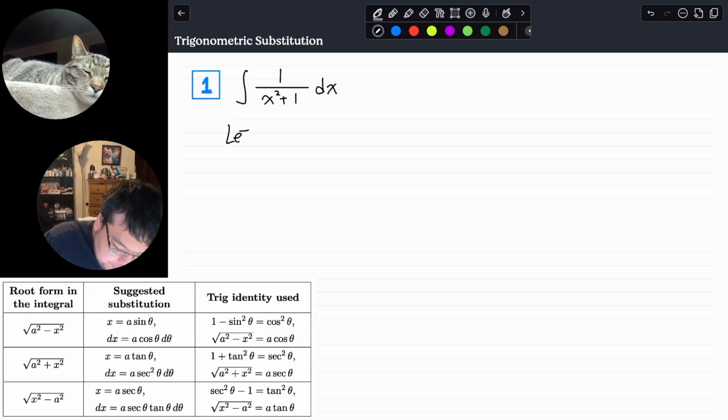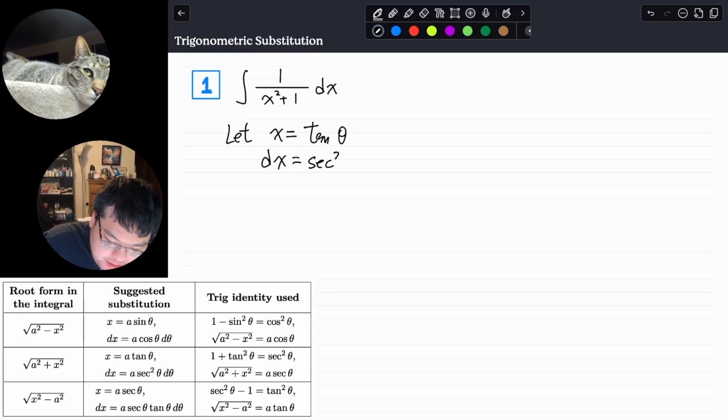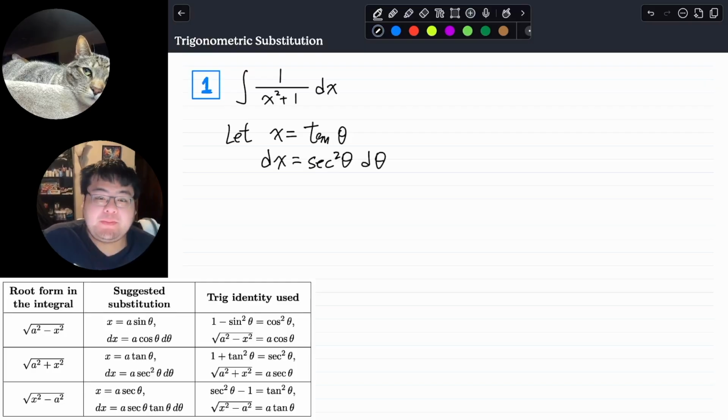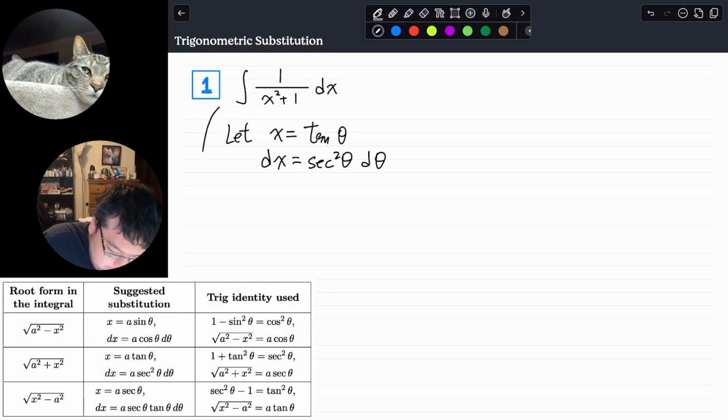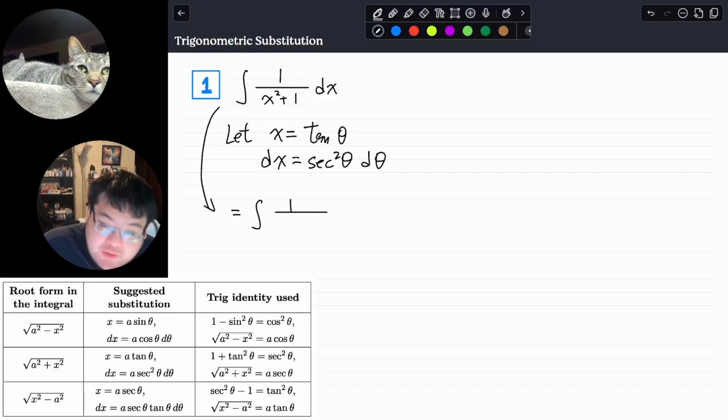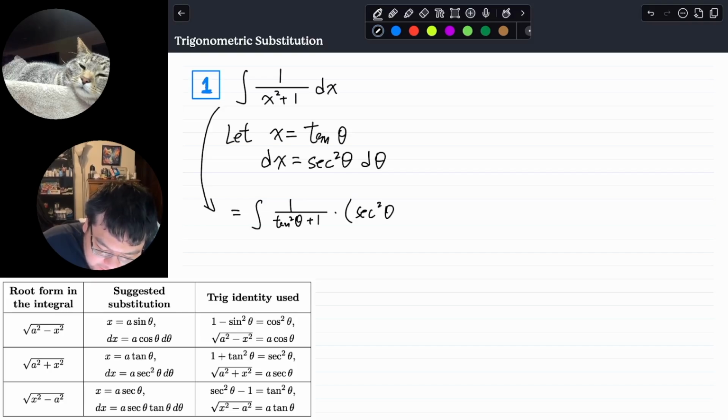So let x equal a tangent theta, where a squared equals 1, so that means a is 1. So x equals tangent theta. So dx will be secant squared theta d theta. Okay, so now let's substitute everything back in. So we will have the integral of 1 over, x is tangent theta, so it becomes tangent squared theta plus 1, and then our dx is now secant squared theta d theta.